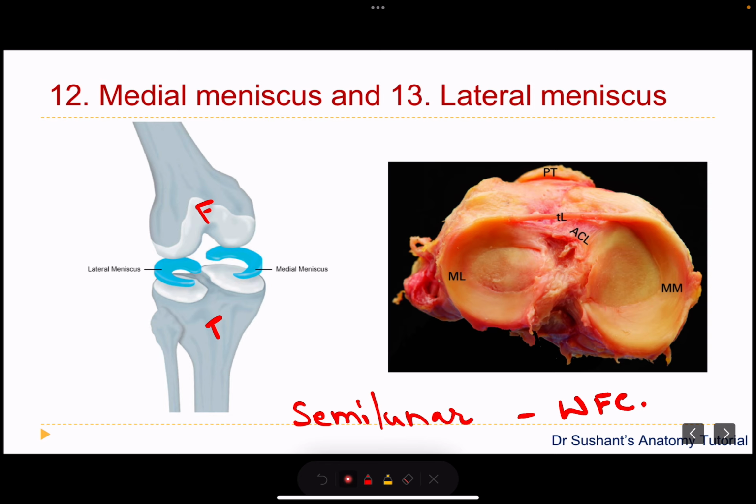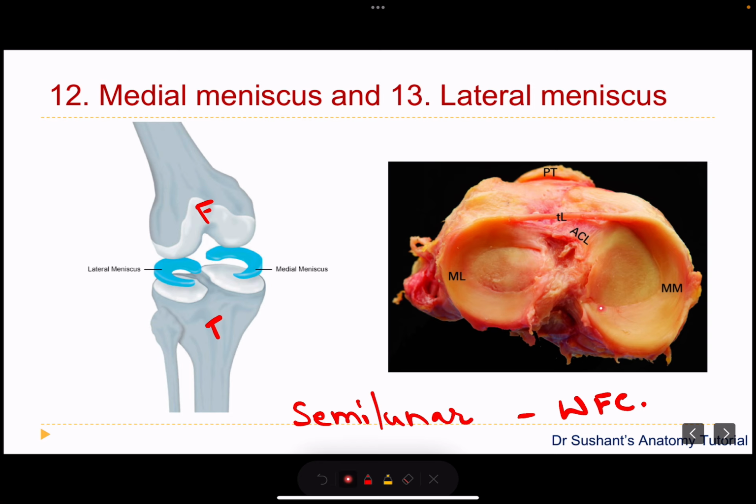Now the medial margin gives attachment to the capsule, that is the capsular ligament, and also to the tibial collateral ligament. That is why, if there is a tear of the tibial collateral ligament, it is usually associated with tearing of the medial meniscus. The anterior horn of the medial meniscus is narrower than the posterior horn.